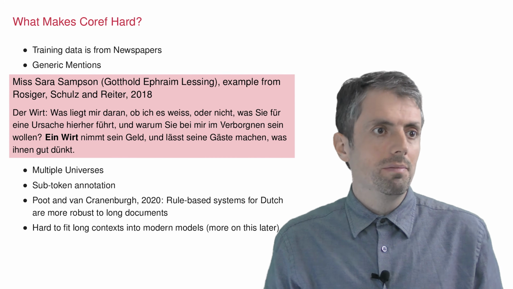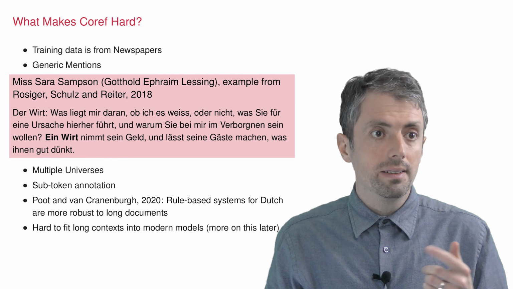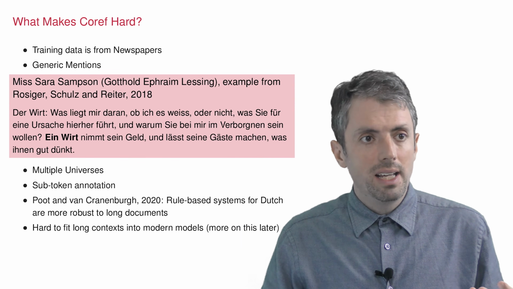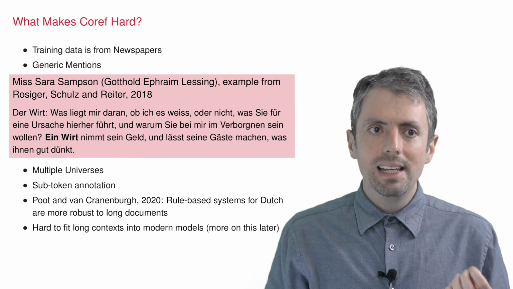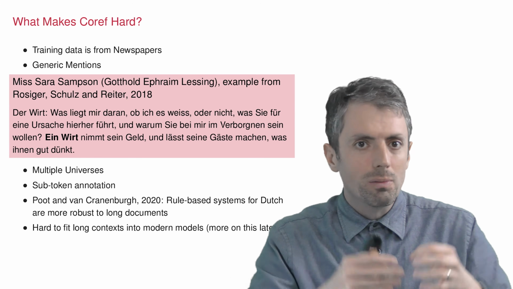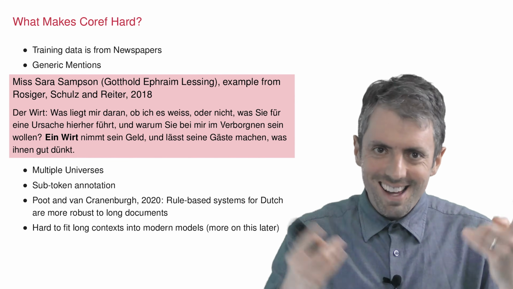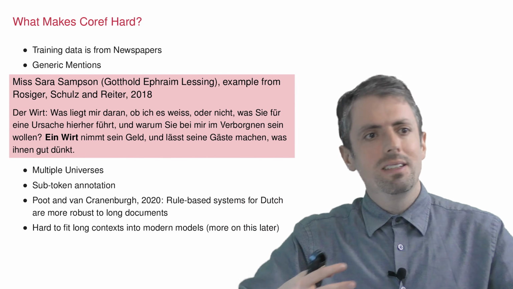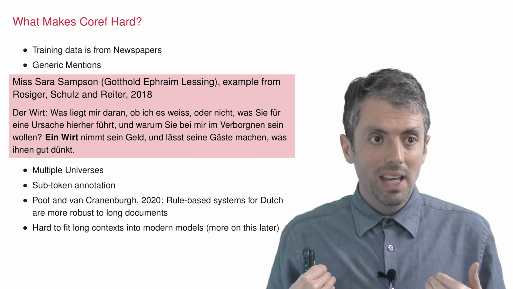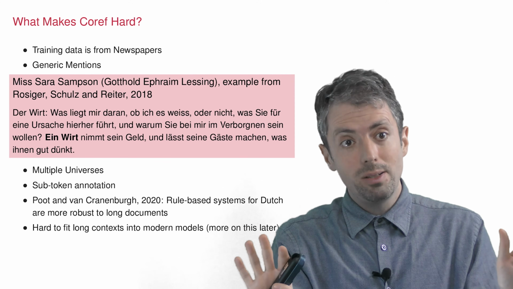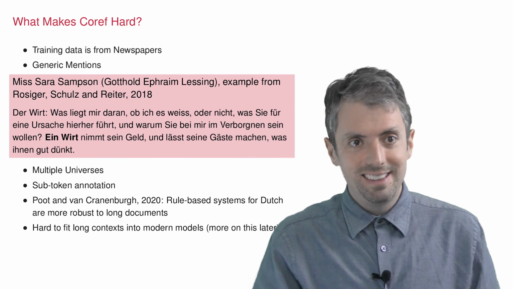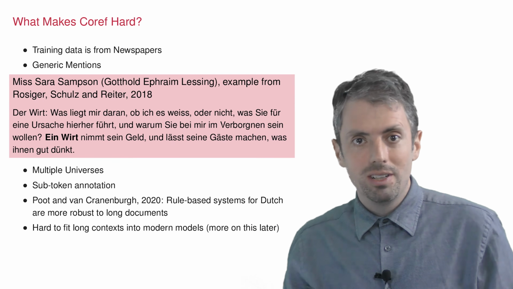So here's an example from a paper by Rösiger, Schulz, and Reiter, a passage from Miss Sara Sampson. Here you have an innkeeper who's saying, "Ein Wirt nimmt sein Geld und lässt seine Gäste machen, was ihnen gut dünkt." And so here, ein Wirt refers generically to an innkeeper, but he's not talking about the obligations of abstract innkeepers. He's talking about himself. He's saying, I'll take your money and I'll let you do whatever it is you want. I'll keep my nose out of your business. But he's saying it in this roundabout way so that he's not complicit in whatever shenanigans they're going to get up to.